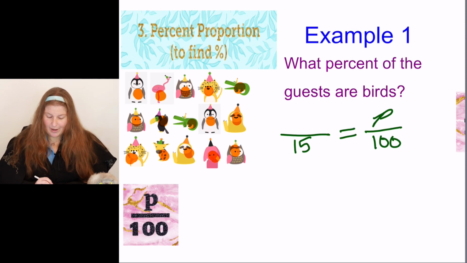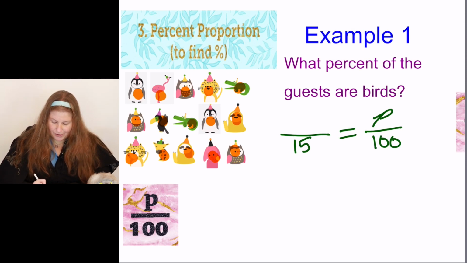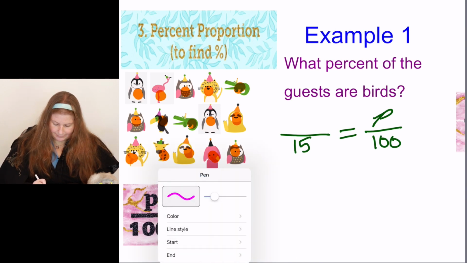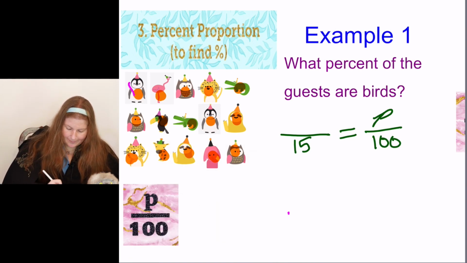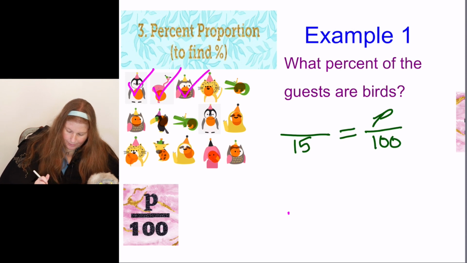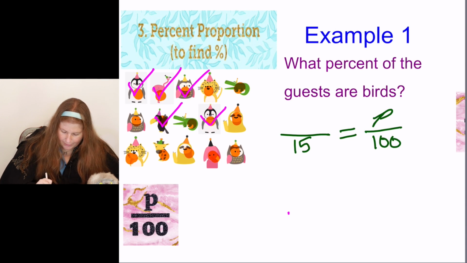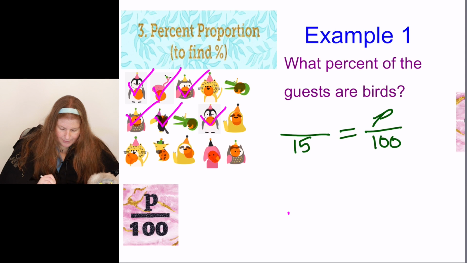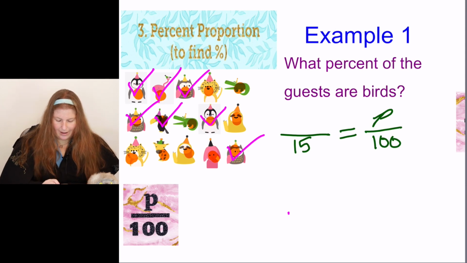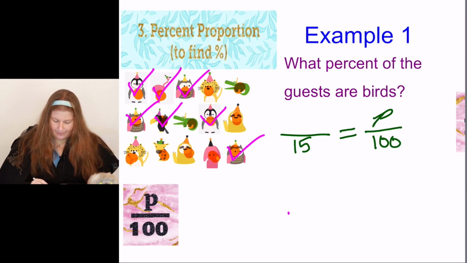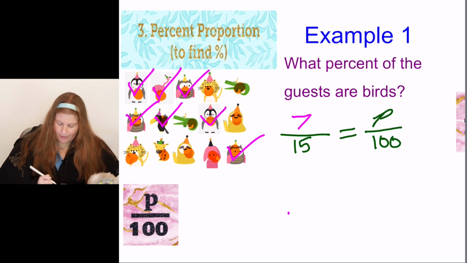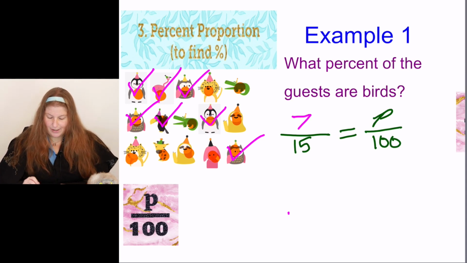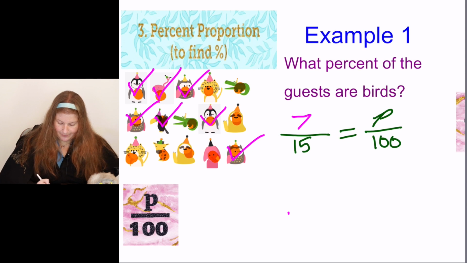To find the percent that are birds, now I have to look for just the birds in my party guests. Let's see. Bird, bird, bird, no, no, no, bird, no, bird, and no. So let's see. It looks like, oh wait, I missed 2 owls. So it looks like 1, 2, 3, 4, 5, 6, 7. 7 of my party guests are birds. So my numerator in my fraction is going to be 7/15.